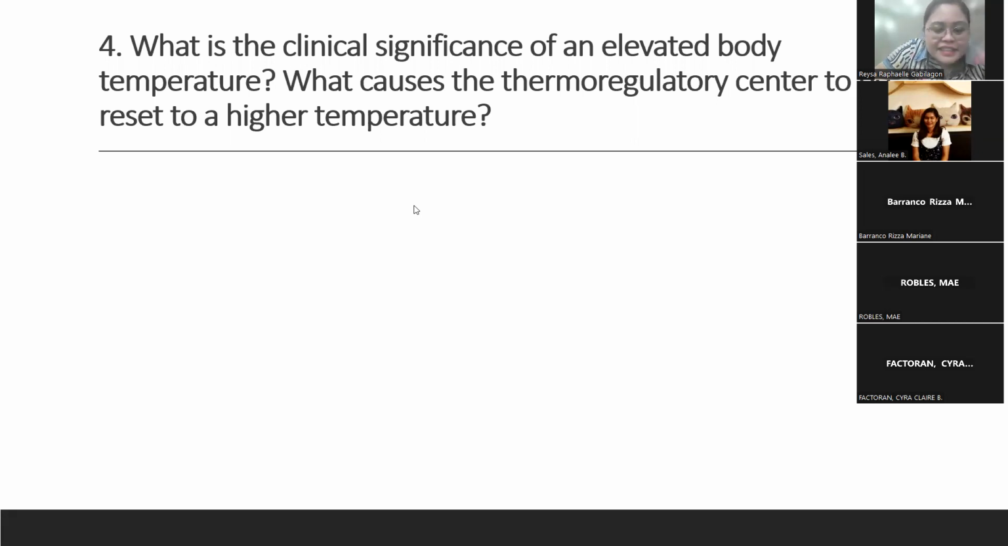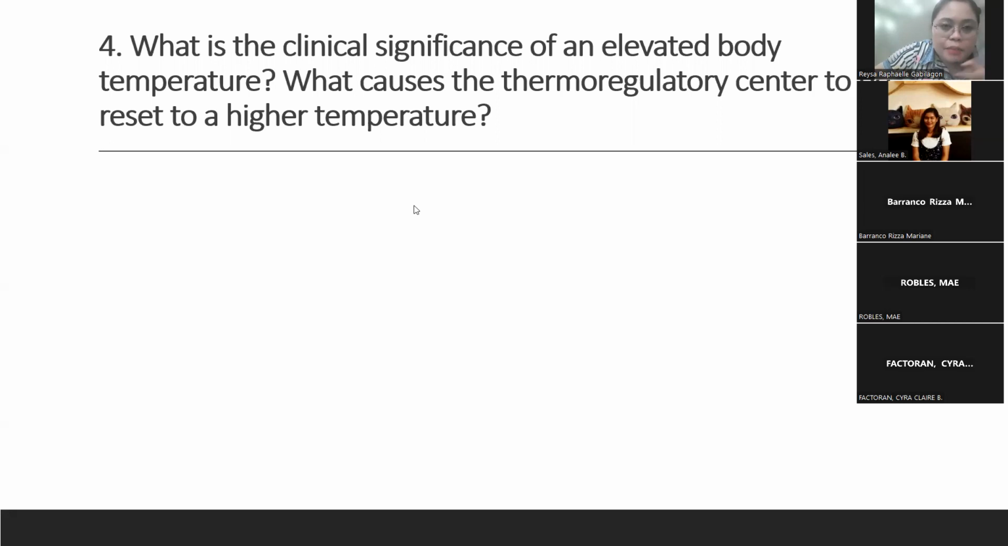Sige, infection, o kaya drugs, what else? Other pa na mga conditions sa body, like one of your organ is not functioning well, magre-reset din yan siya to a higher temperature. Yung thermoregulatory center natin, by the way, yung part ng ating body na nagre-regulate ng body temperature is the hypothalamus. Okay?